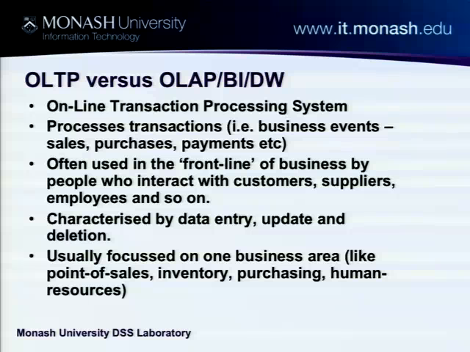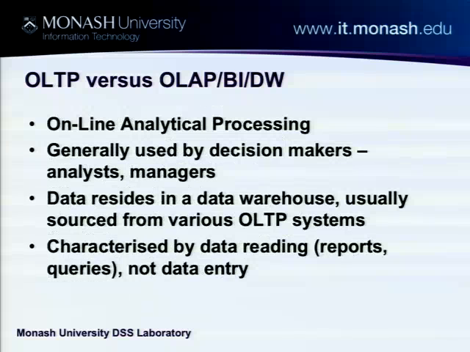And OLTP systems, of course, are very often focused on one particular area of the business, even to the point of one particular kind of transaction in the business, specialising in just that transaction. Whereas a data warehouse system tries to provide a cross-organisational view, getting a view across the organisation so that strategic decision makers can make organisation-wide decisions. So OLAP systems, BI systems, data warehouse systems, generally used by decision makers rather than people at the bottom levels of the organisational hierarchy.